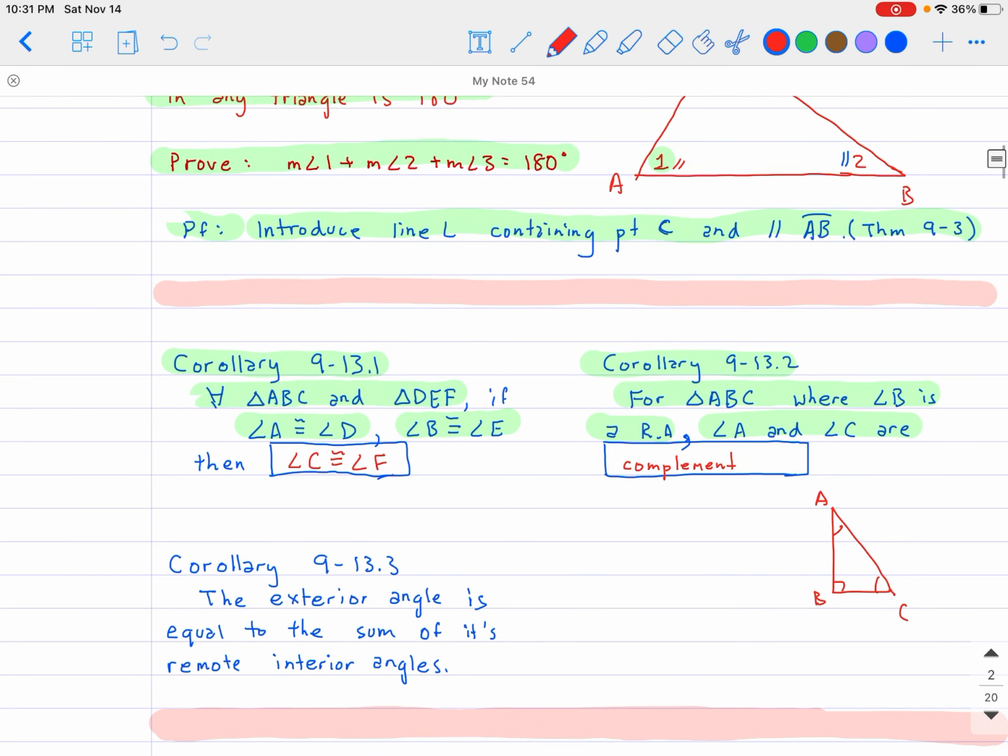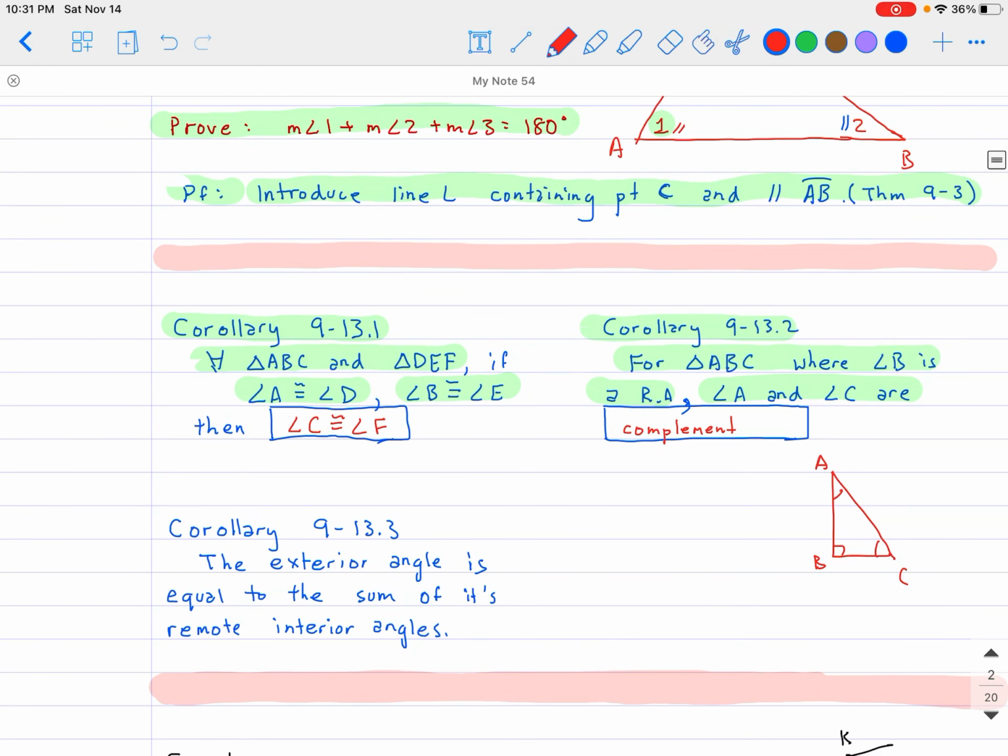Okay. And finally, for the last part over here, Corollary 9-13.3: the exterior angle is equal to the sum of its remote interior angles. So this is a stronger version of the exterior angle theorem, because now we know that if you have a triangle and you look at the exterior angle over here, which we can call 1, and you call 2 and 3 over here, according to this corollary, the measurement of angle 1 is equal to the measurement of angle 2 plus the measurement of angle 3.